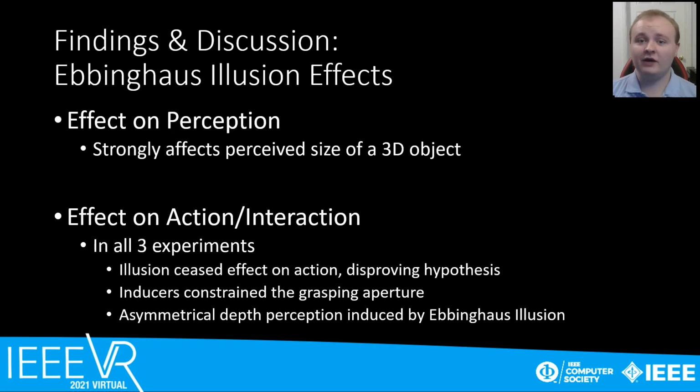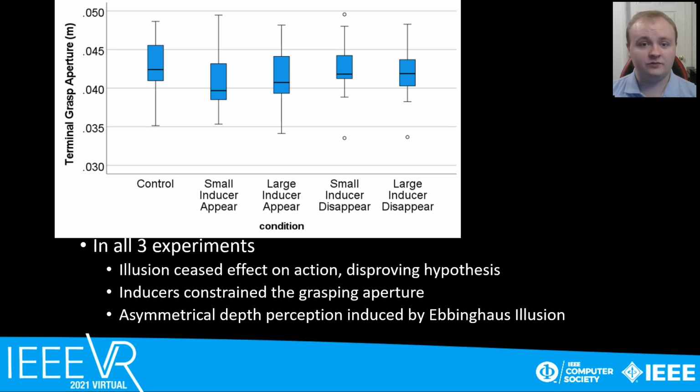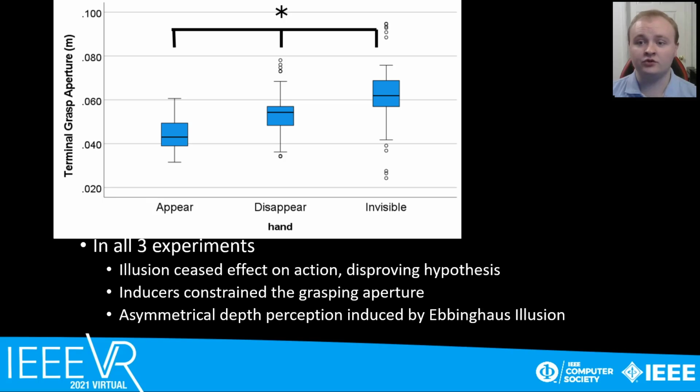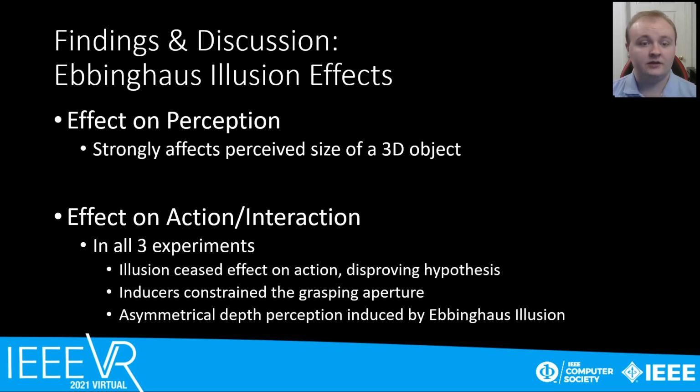Now, when we look at the Ebbinghaus illusion effect on action and interaction, in all three experiments, the illusion ceased having an effect on the action to interact with the object. Contextual features, meaning the inducers, only reduced peak and terminal grasp apertures, so the inducers were treated as obstacles, constraining the participants' fingers during their motion to reach to grasp the object. This supports the dissociation theory of perception and action.